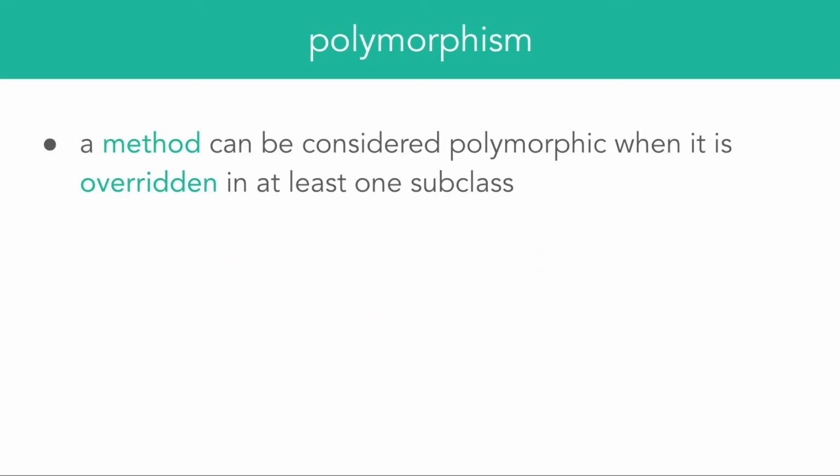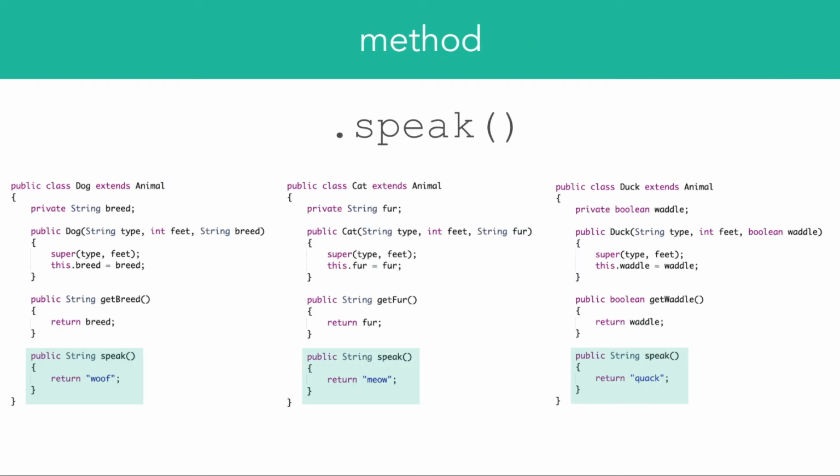A method can be considered polymorphic when it is overridden in at least one subclass. In this example, the speak method is overridden in each class and will take on different forms based on the type of object that calls this method. For example, if a dog object calls the method speak, it will return woof.